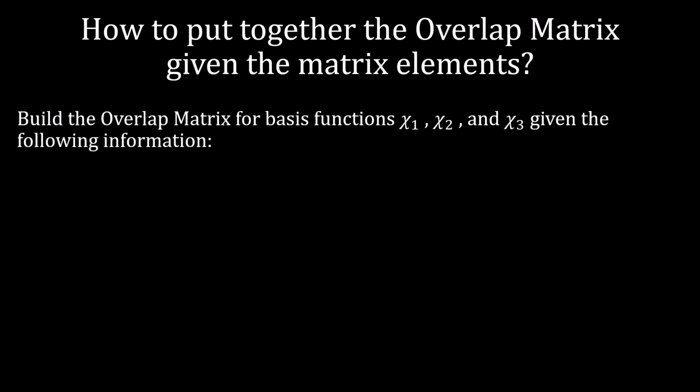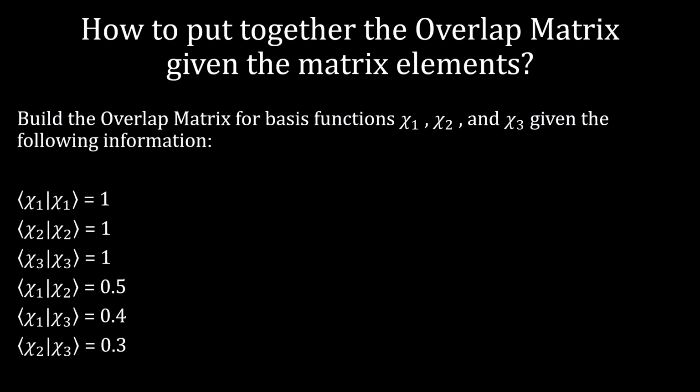So we're going to build the overlap matrix for basis functions chi1, chi2, chi3, and we're going to be given the following information. So again, I'm not going to read out all of these, but let's take a look. So since we have 3 basis functions, our overlap matrix is going to be a 3 by 3 matrix. So again, if we have n basis functions, our overlap matrix will be n by n. So we're given that the integral of chi1 chi1 is equal to 1. So here we have i equals 1 and j equals 1. So this will be row 1, column 1. So we're just going to put a 1.